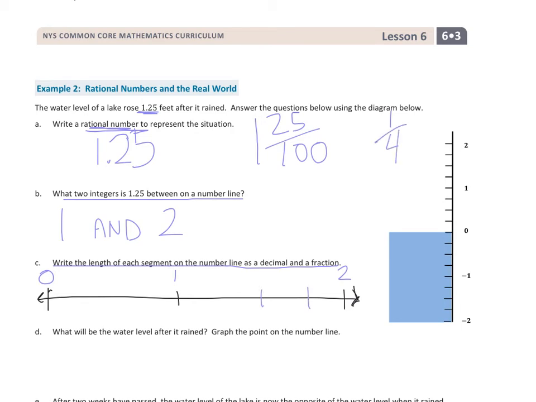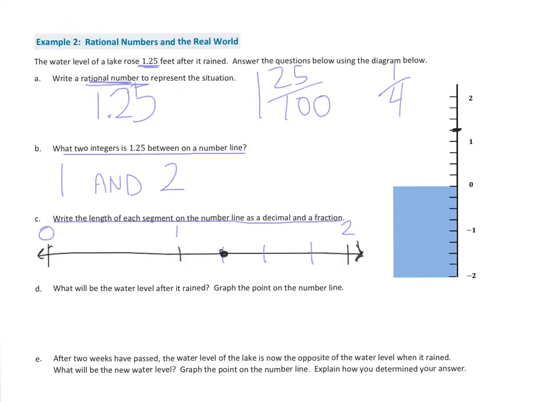Okay, so that means I've got to divide into 4 segments. So let's see. Here I am at 1, and then I go 1/4 to this point right here. So this is 1 and 1/4, or 1 and 25 hundredths. If I want to put it on my vertical number line over here, it's going to be right here. So that means I already did D. What will the water level be after it rained? I moved my water level up 1 and 25 hundredths. Here, maybe I can color it in. More water.